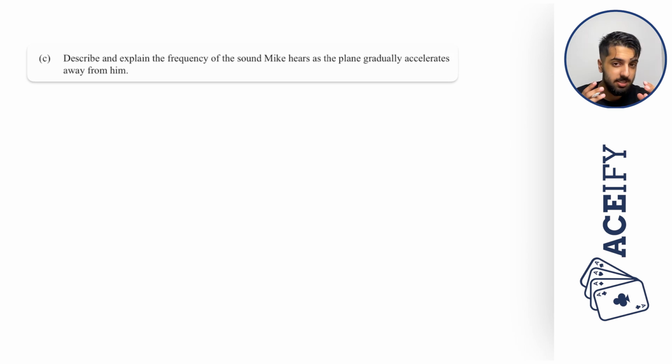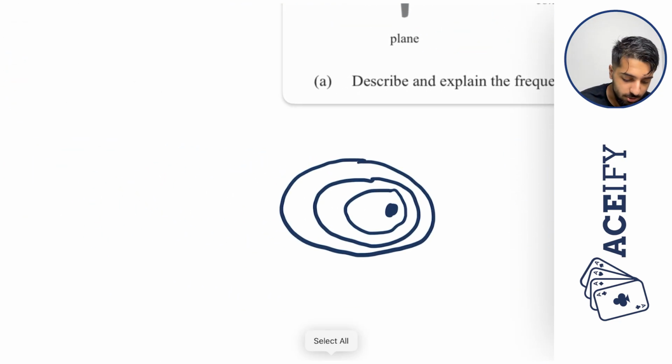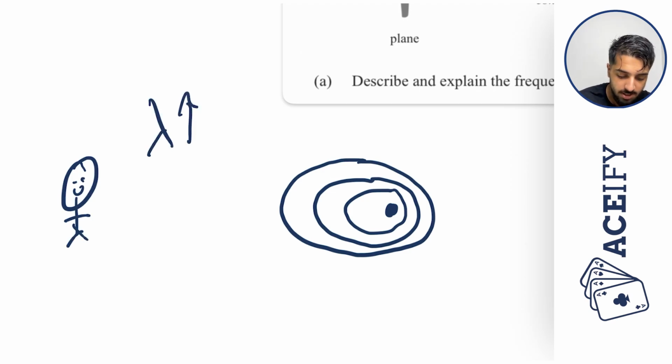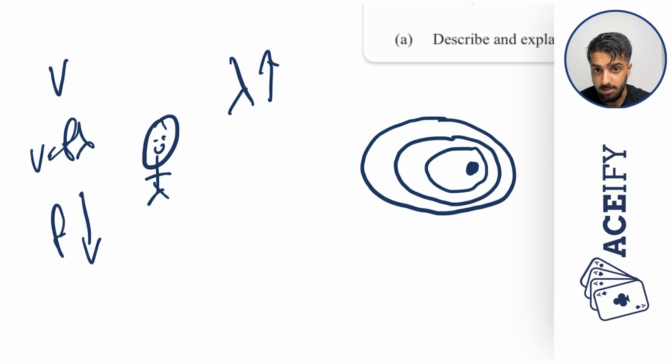Describe and explain the frequency of sound that Mike hears as the plane gradually accelerates away from him. Okay, so this is our Doppler situation with a slight twist. If we just imagine that the plane is not gradually accelerating away, and it's just going away at a constant speed, we know that it's going to be the reverse scenario of what we see over here. If it's going away at a constant speed, that means Mike is over here now, and his perceived wavelength is going to increase, and therefore, as velocity is constant due to v = fλ, the frequency that he perceives is going to be decreased compared to the true frequency.